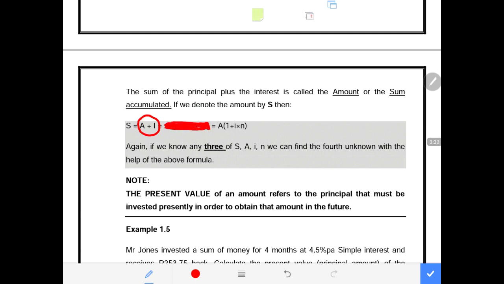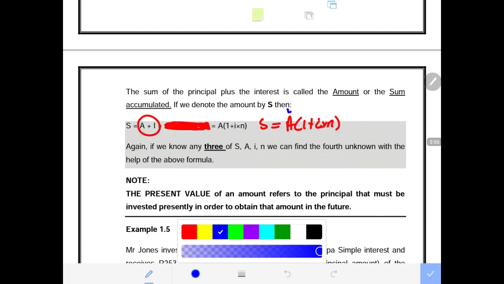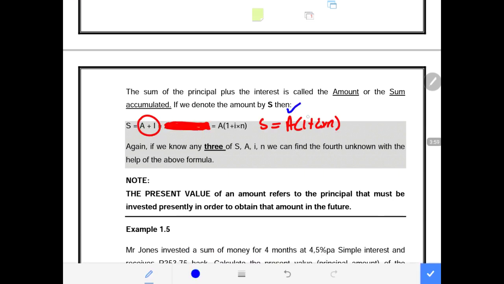But the last part, you need to master that sum accumulated is equal to the amount invested times (1 plus I times N). That is the formula. Remember, we use this formula depending on the information that we are provided. That means if we do have the principal amount and we do have the interest rate and we do have N, then we can use this formula to calculate sum accumulated or the future value of the amount that was invested.